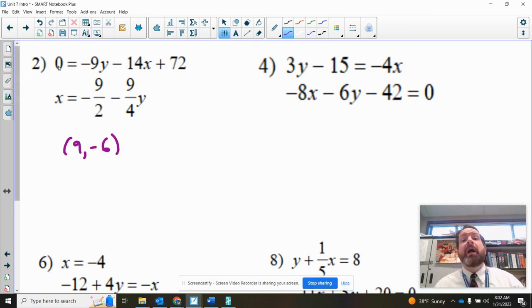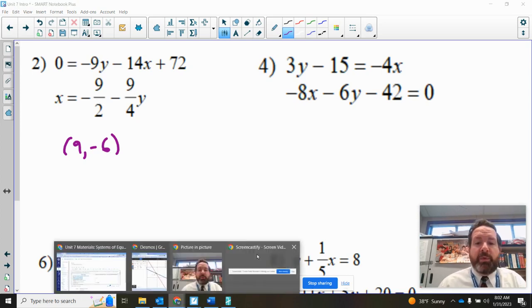Now, I do want you to get in the habit of checking these, but this does check out. So if you put the -6 in for the y and the 6 in for the x, simplify it out, you'll get 0, and it'll be a true equation down below as well. On to number 4.